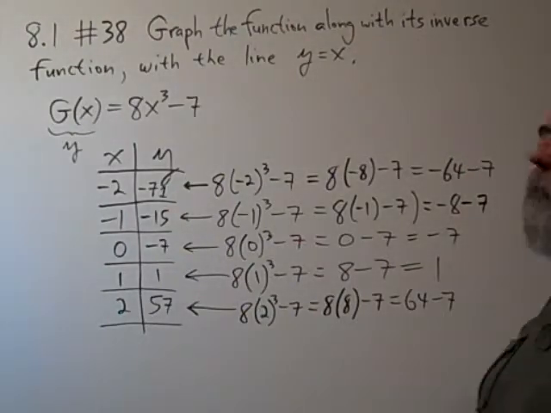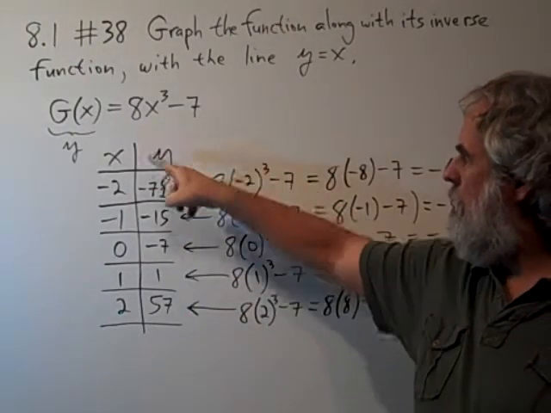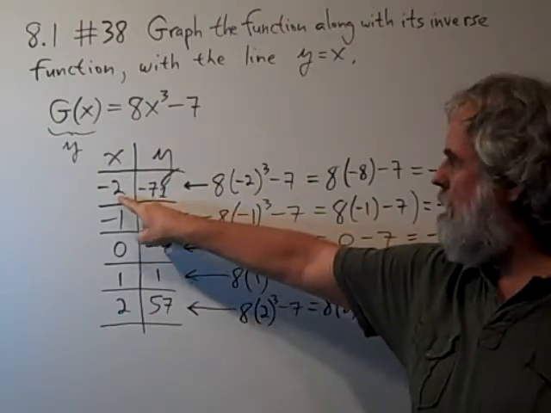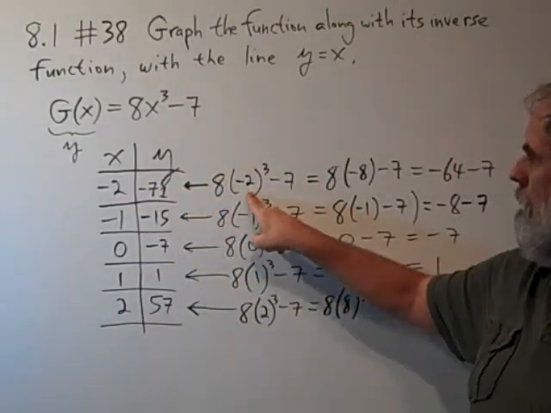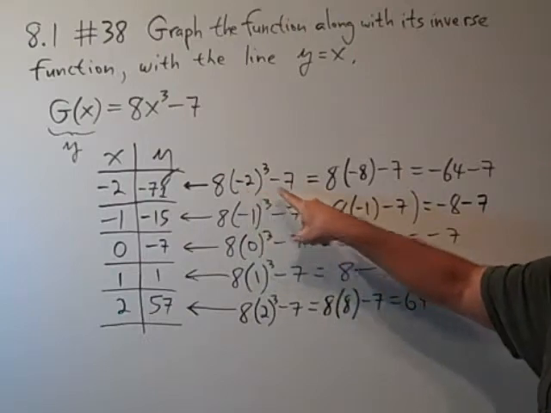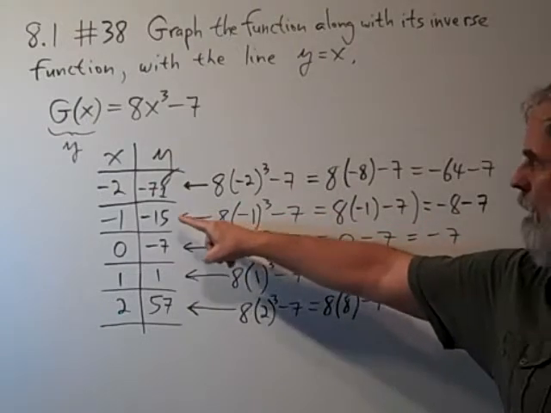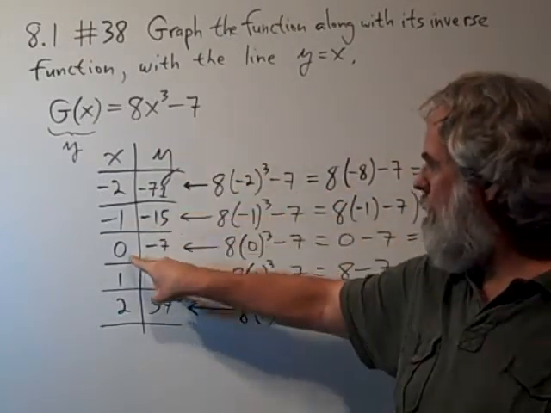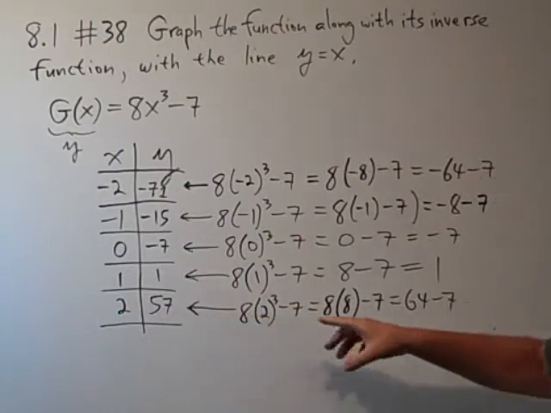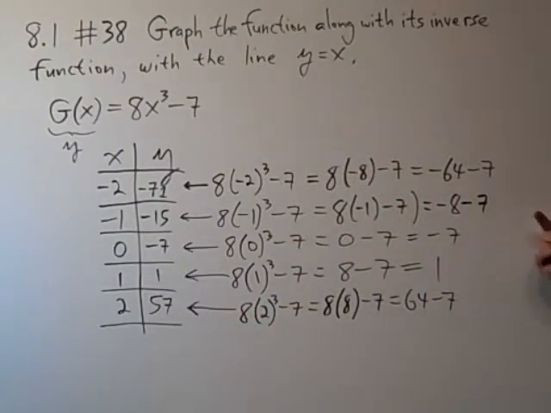I've calculated a few points on the graph of g by simply substituting in x equal -2 into the equation defining g and working it out. That comes out to -71. And so on, evaluating g at -1, g at 0, g at 1, g at 2. I found each of the resulting y values. So I found a total of 5 points on the graph of g.